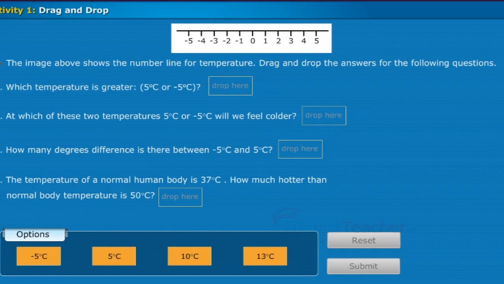Now, let us do an activity of drag and drop. The image above shows the number line for temperature. Drag and drop the answers for the following questions.